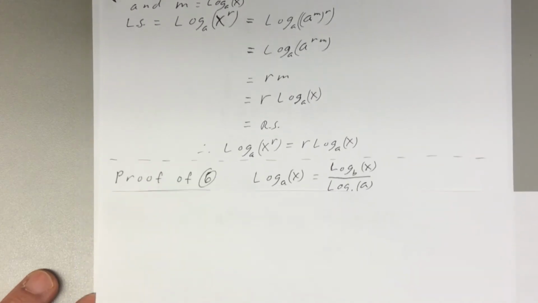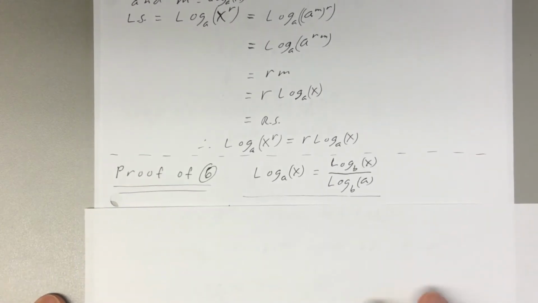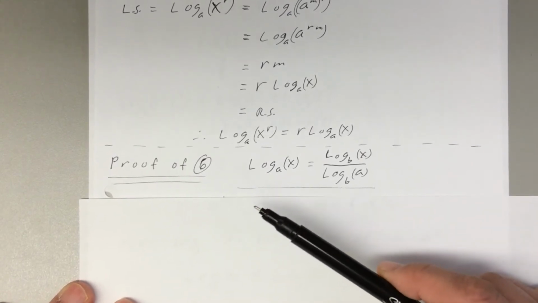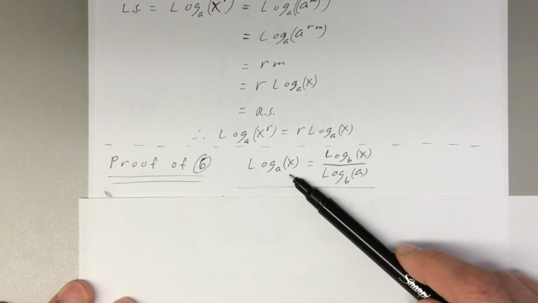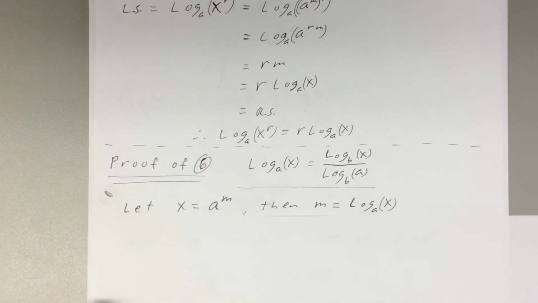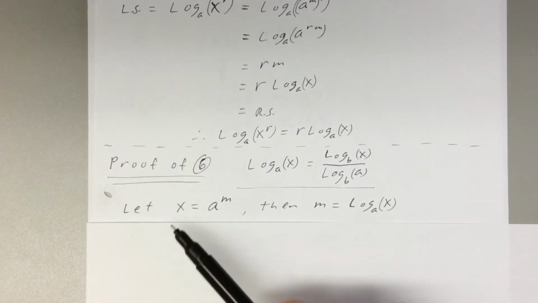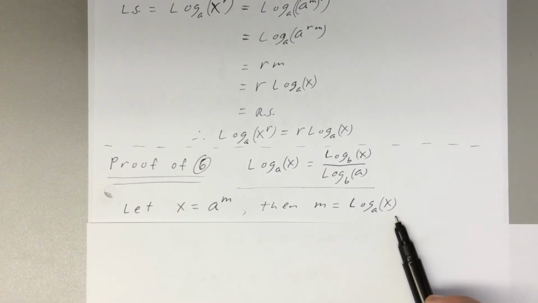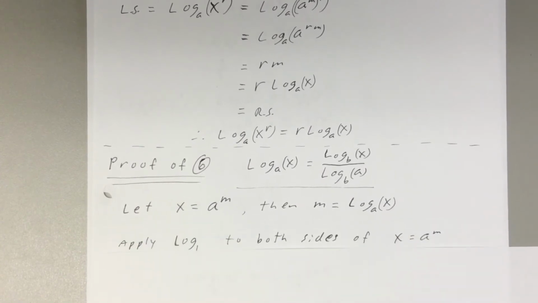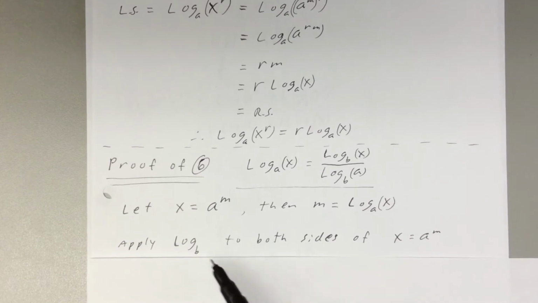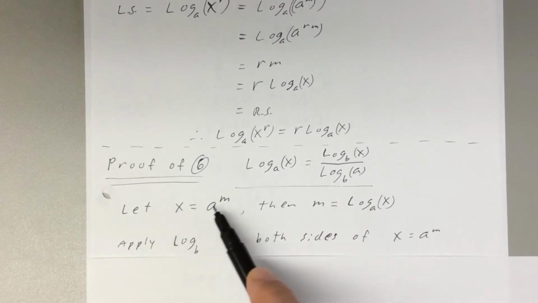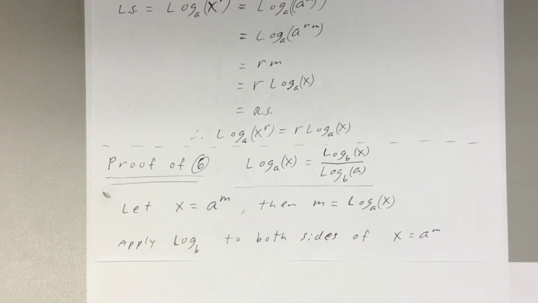Okay, the next one is the change of base law. So proving this one is a little bit different, not too bad though. So I'm going to prove this law here. Again, we're going to let x equal a to the m, then m equals log base a of x. And now I'm going to apply log base b to both sides of this. So I'm going to take log base b of this side and log base b of this side.